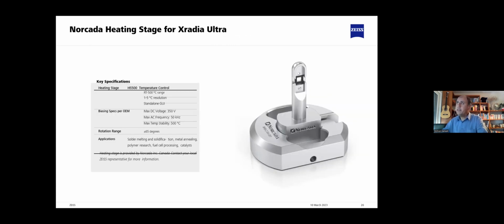So a heating stage is also available for the Ultra, which means it's possible to heat up the samples using this stage up to 500 degrees C from room temperature, while we are observing them either in 2D in a live way, or, for example, performing some steps and some breaks for 3D scans.